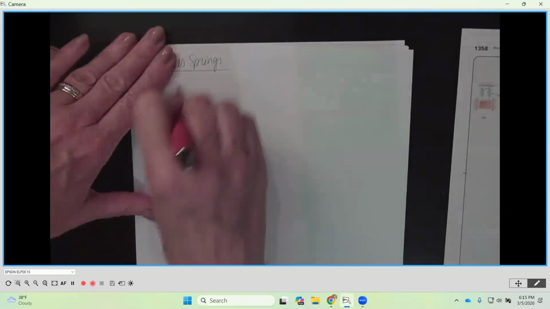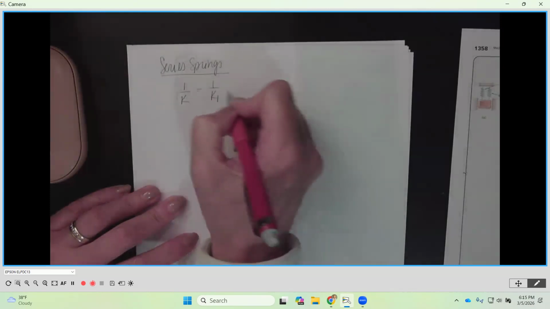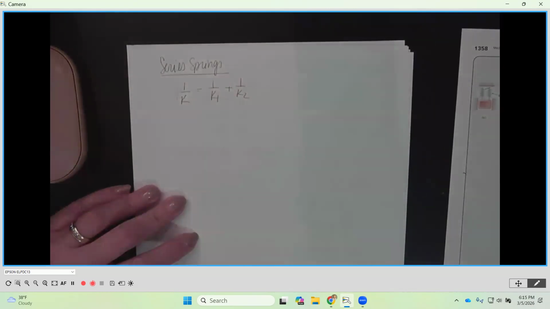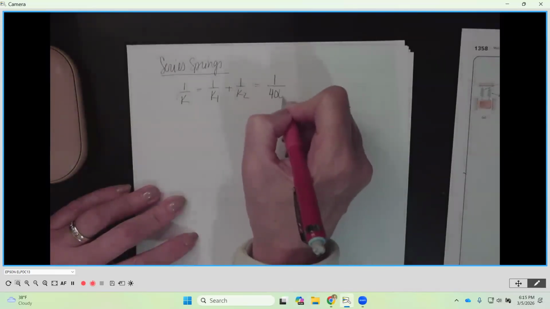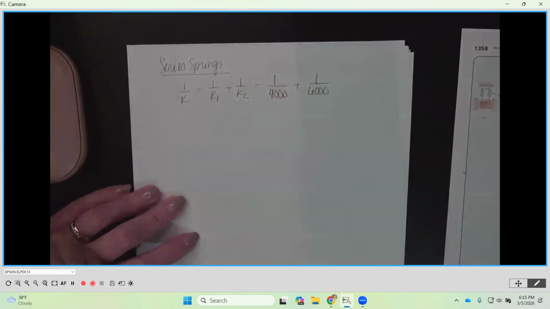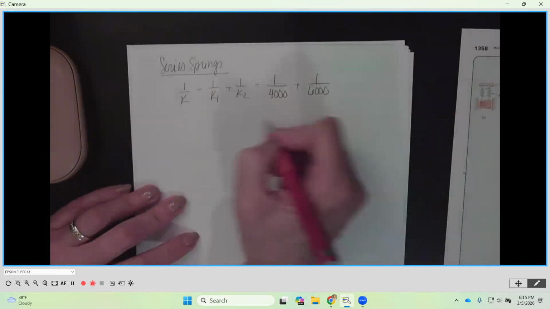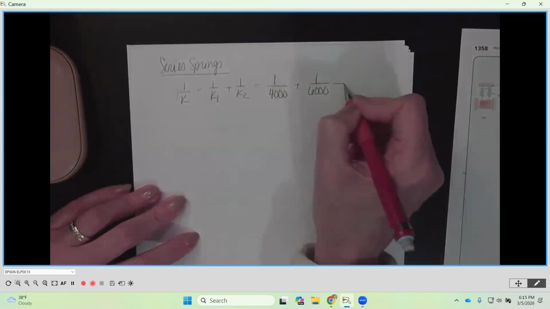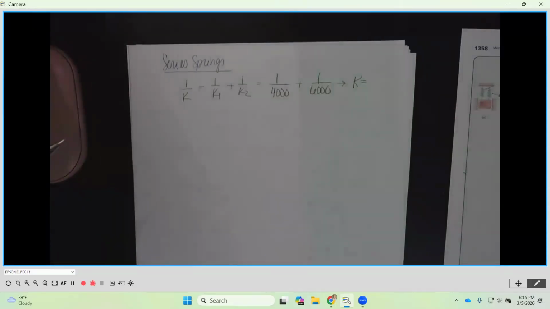Since it's a series, 1 over K, which is our equivalent, is going to be equal to 1 over K1 plus 1 over K2. So that's going to equal 1 over 4,000 plus 1 over 6,000. You're going to add those two together, then take the reciprocal, and our K is going to be equal to, let me know what number you get for your equivalent.